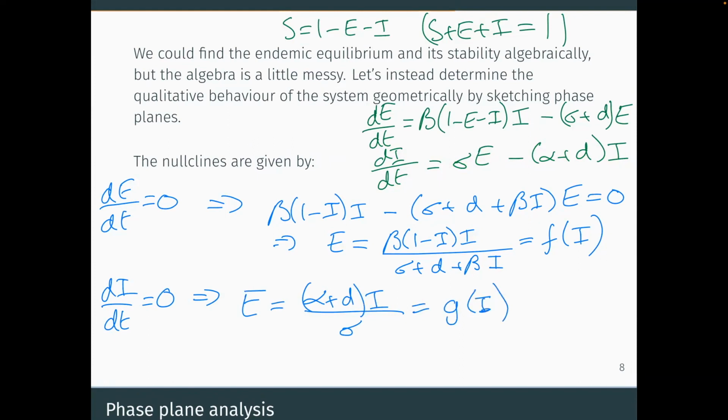So this g of I here is just going to be a straight line. It's a straight line through the origin. And if we put E on our vertical axis and I on our horizontal axis, it's going to have gradient (alpha plus D) over sigma. So this is just a straight line.